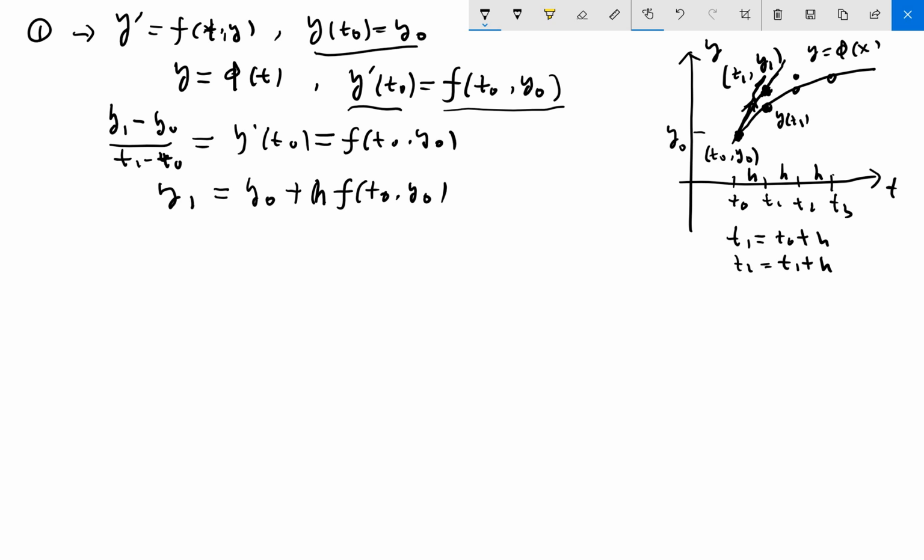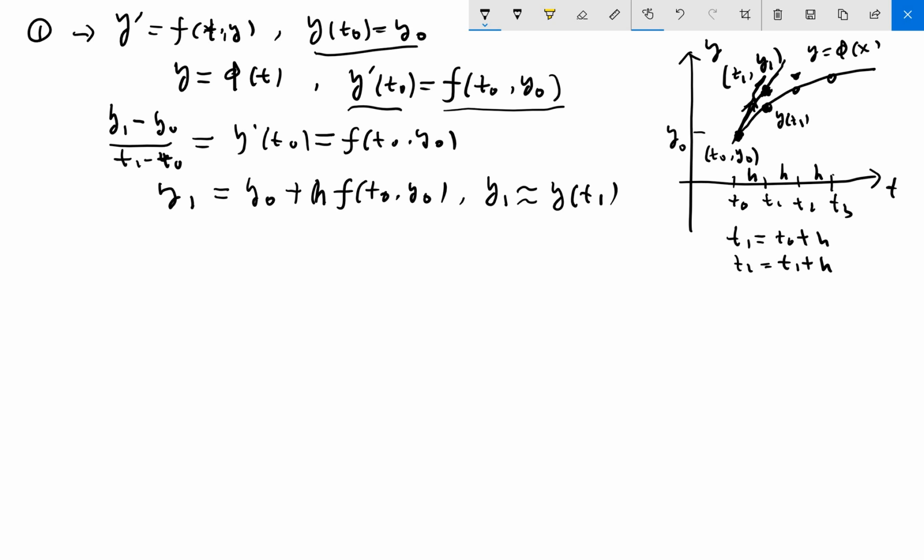So we know y0, we know h, we know t0, so we can find y1. What is y1? To find y1, you need to know what y1 means. y1 gives you an approximation of y evaluated at t1. And we can keep doing this: find y2, and so on and so forth.